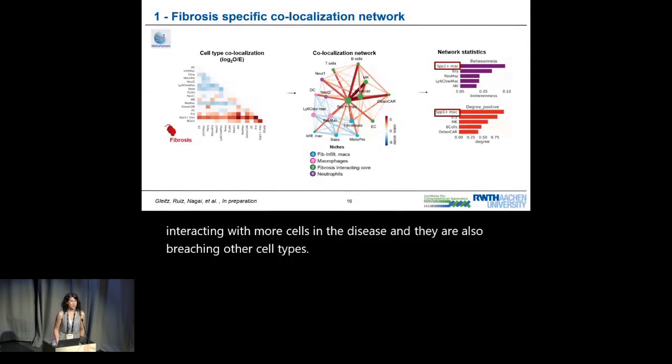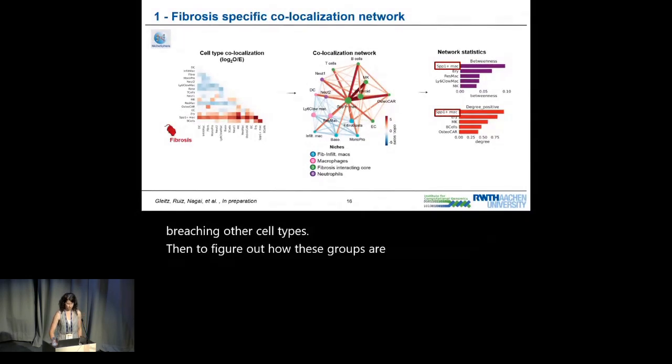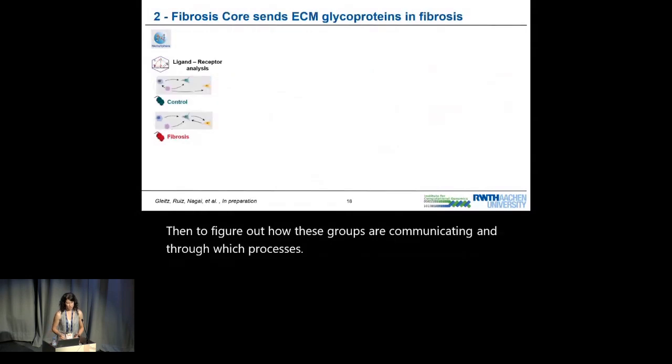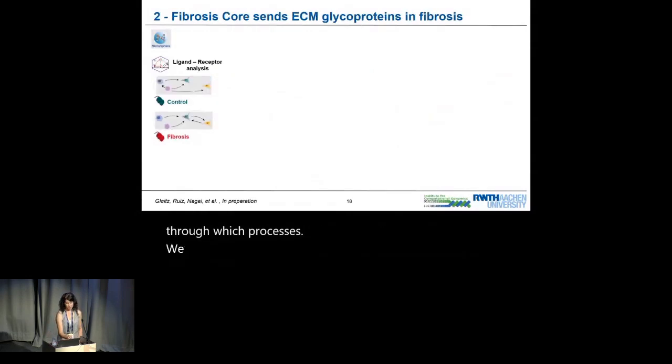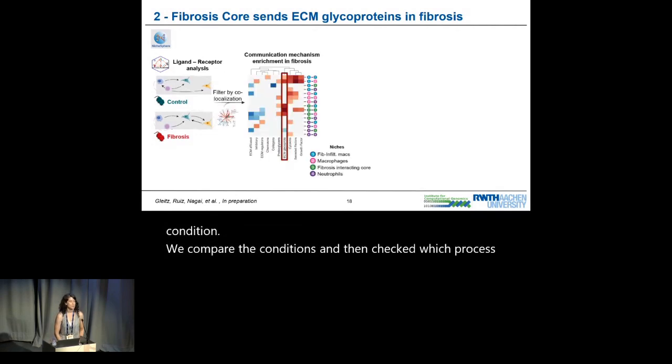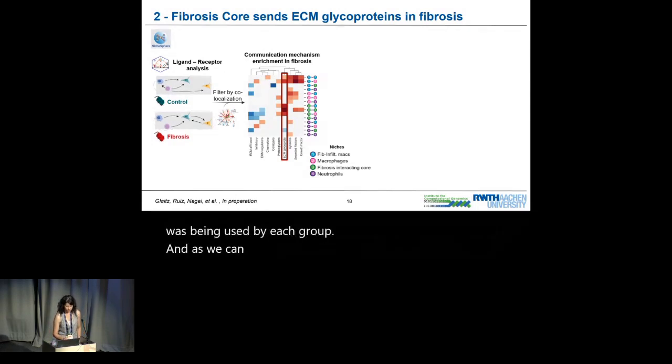Then, to figure out how these groups are communicating and through which processes, we used crosstalker to find communication. We compared the conditions and then checked which process was being used by each group. As we can see here, the fibrosis core is using mostly the ECM glycoproteins.